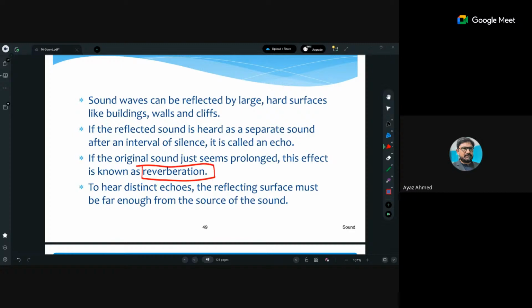One is reverberation, and the second one is echo. Echo is a distinct reflection. For example, when I clap, I hear the clap back. That is an echo. But if I get a garbled sound, usually in empty rooms, the garbled sound is heard. And that garbled sound means we have multiple reflections.